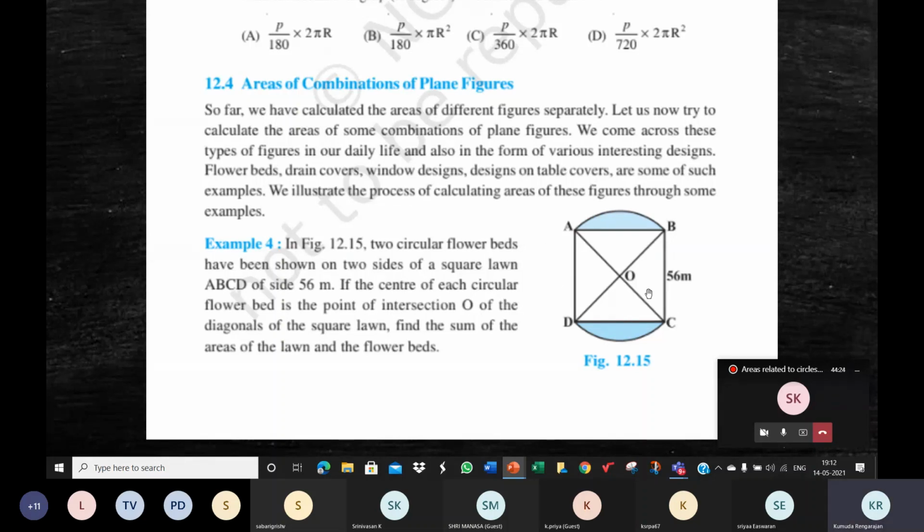Okay, you have found the area of the square and the length of the diagonal BD. Now divide that by 2. BO is equal to BD by 2, which is 56 root 2 by 2, which is 28 root 2 meters. 28 root 2 meters is the radius of the circular flower beds.